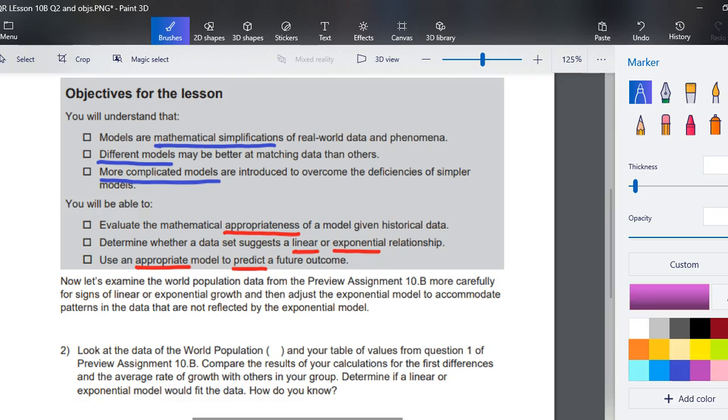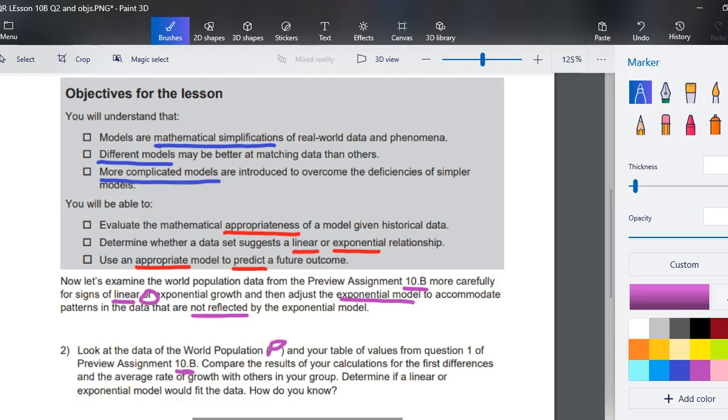Now let's examine the world population data from our preview a bit more carefully for signs of linear or exponential growth, and then adjust the exponential model to accommodate patterns in the data that are not reflected by the exponential model. So they're asking us to look at the data of the world population, and we're going to call it P. And remember, I've asked you to do flashcards or a glossary or Google Doc or something. And this needs to be some information you're putting on that list that we're calling the population, the world population, capital P. And your tables of values from question 1 of the previous assignment.